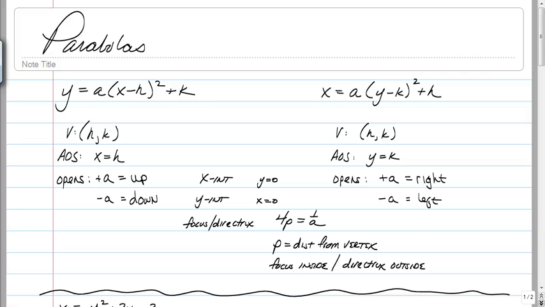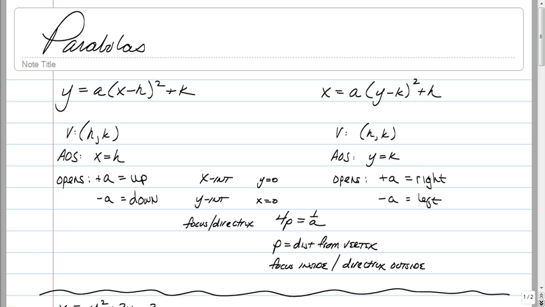All right, parabolas round 2, because the first one I made had no sound. Great. So, let's do it. Parabolas. You already know parabolas. So, what I'm going to do is kind of change the order of these notes.